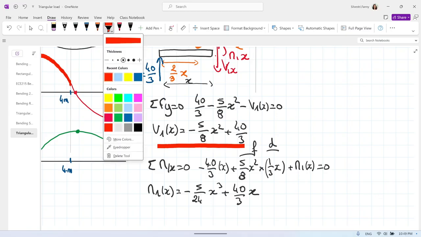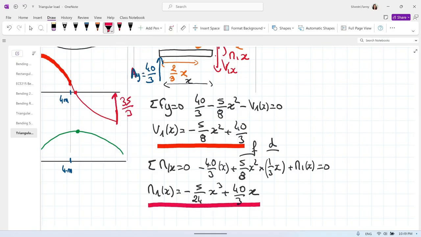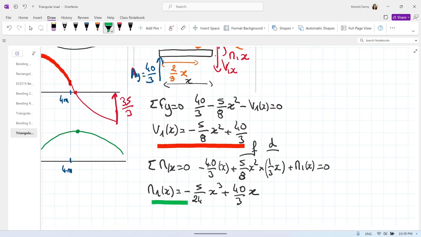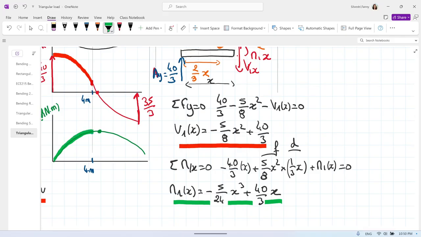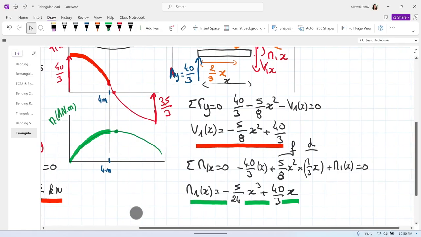Let me make it another color. This equation will be from 4 meters to 10 meters this way. The green one will be this one up to 4. When x equals 0, the moment equals 0. That looks good.